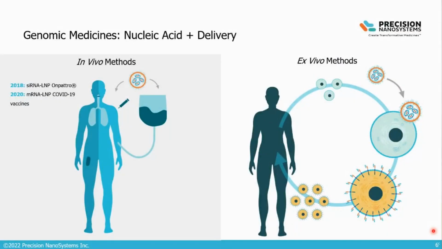In terms of utility of this type of genomic medicine drug development, what you're most familiar with, perhaps, on the left side, is the in vivo application, such as in the case of the COVID-19 mRNA vaccine and siRNA-based Onpattro. But this technology can also be used ex vivo to engineer, for instance, immune cells, and then these engineered cells can then be administered back into the human body.